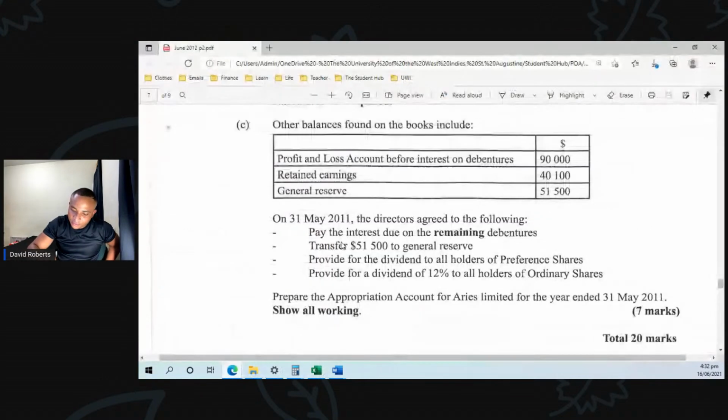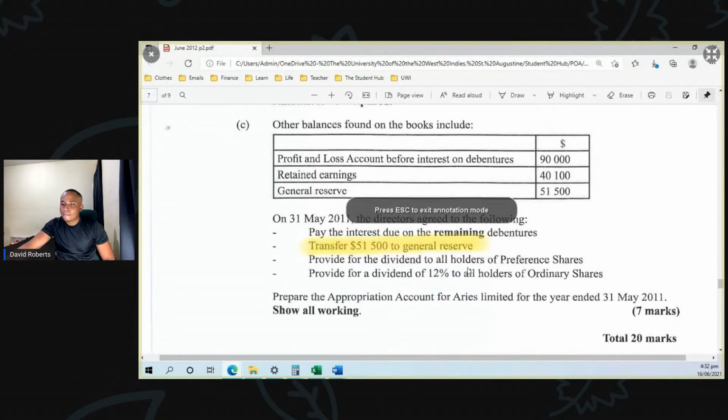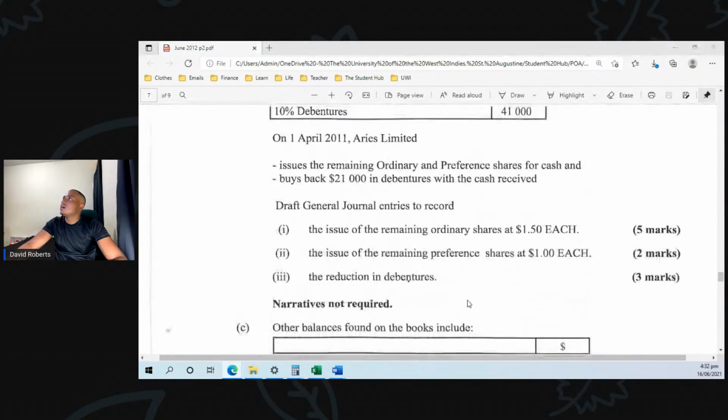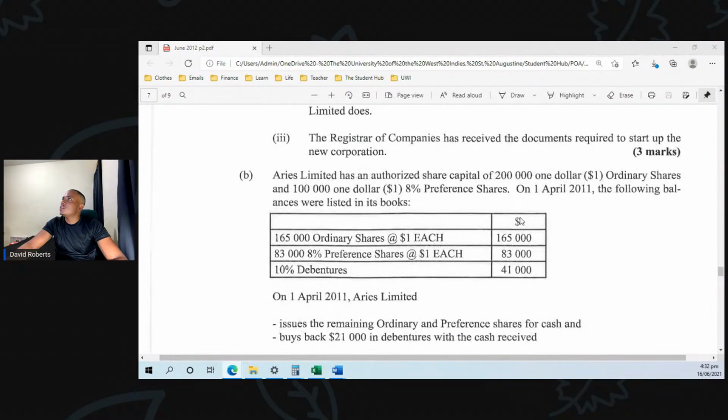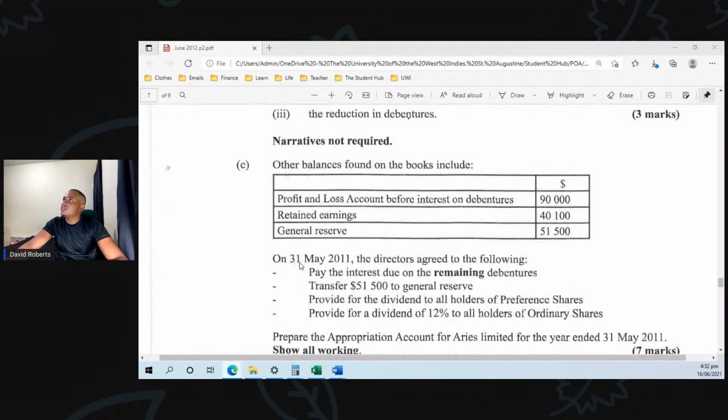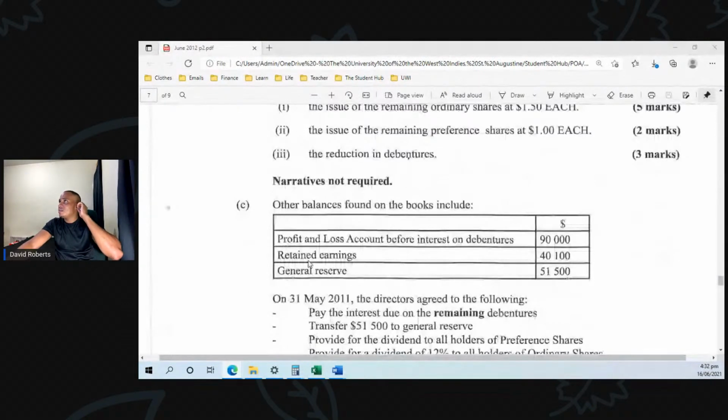So we have here transfer $51,500 to general reserve, right? So this is April 1st, and after this is on May. So this is at the start of April, this is on May.